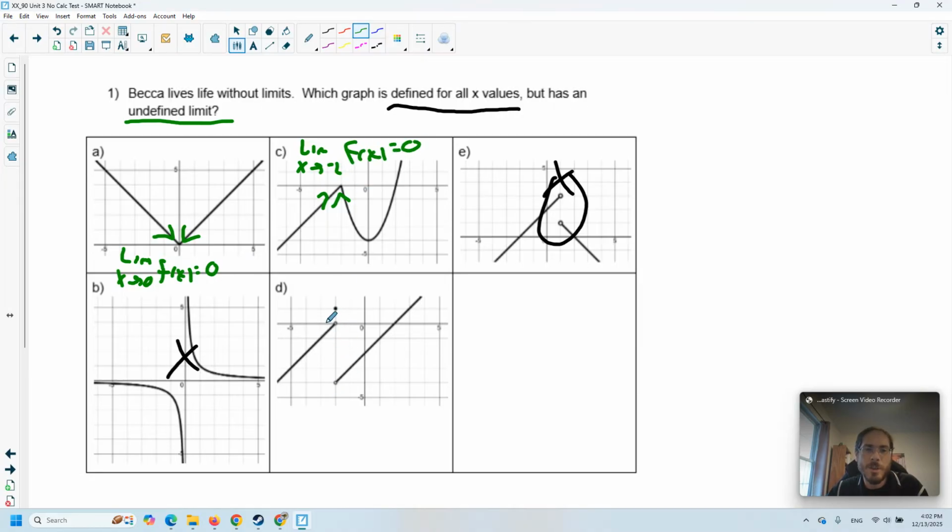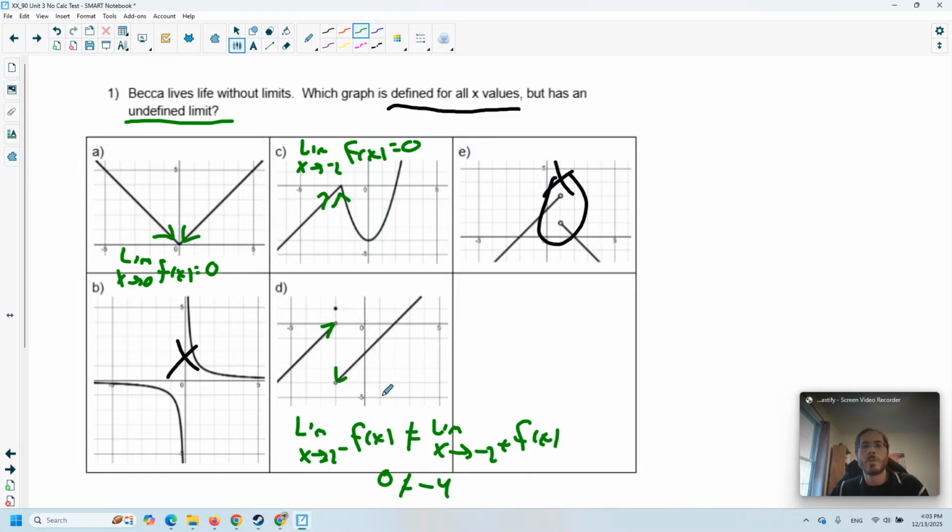Here is a piecewise function, so again, the suspicious point is where these two things connect, and they don't connect, so that's kind of weird. So the limit as x approaches -2 from the left of f of x is not equal to the limit as x approaches -2 from the right of f of x, because from the left we're headed towards 0, and then from the right we're headed towards 1, 2, 3, 4, -4. So those two numbers don't agree.